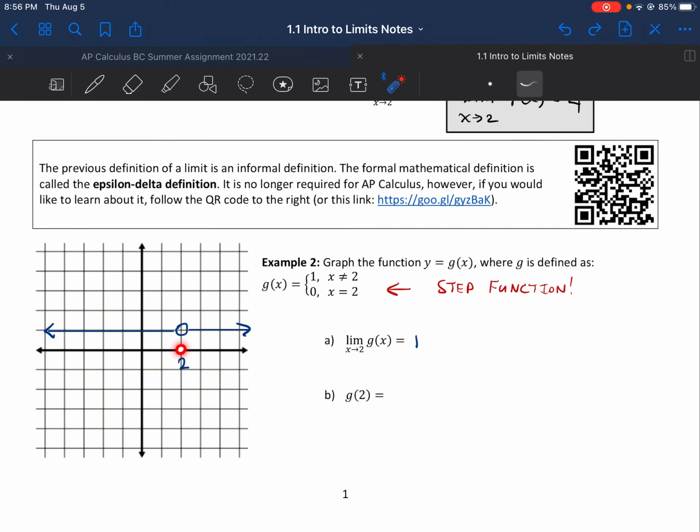Well, exactly at 2, the function value is 0. Okay? So that shows the difference between what a limit is versus a function value. A limit, you're concerned with what the function values are approaching on the left and right as you approach this certain x value. But we don't actually care what the function value is exactly at that point. Okay? So a limit, we're looking at what's happening to the function values around that point as you approach it, not so much what's happening exactly at that point.